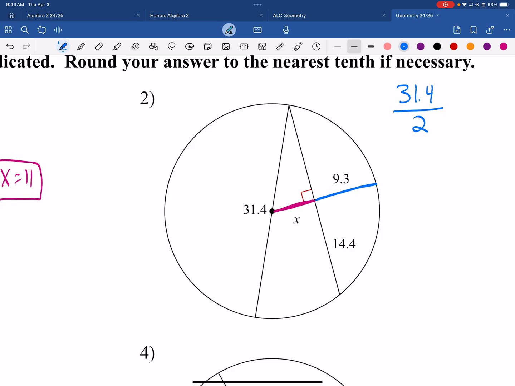31.4 divided by 2 is 15.7. So this is 15.7. But now keep in mind that our radius is 15.7, so this whole distance right here is 15.7. I know 9.3 of it. So I've got to go 15.7 minus 9.3.